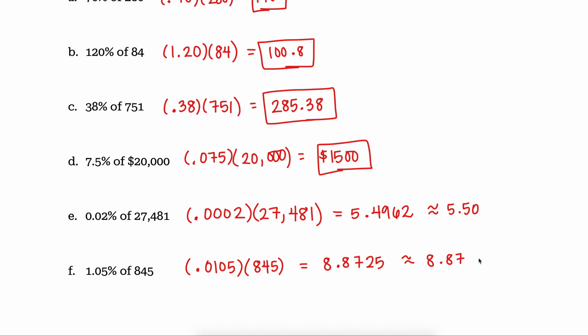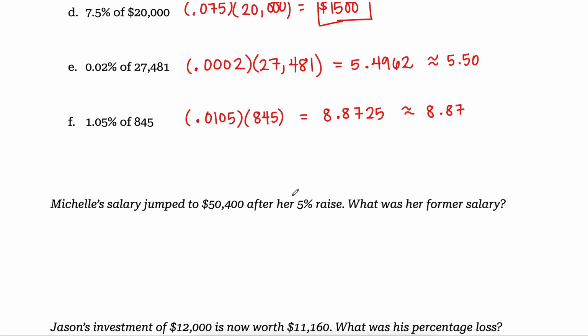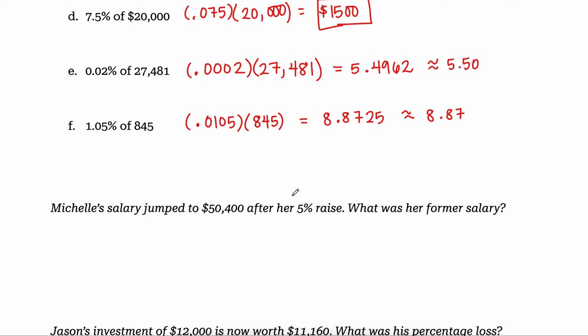So very straightforward when you're finding the percent of a number. "Of" means multiply, and then turn that percent to its decimal form. I want to do one last example in this video where we're going to apply this knowledge. It says Michelle's salary jumped to $50,400 after her 5% raise. What was her former salary?